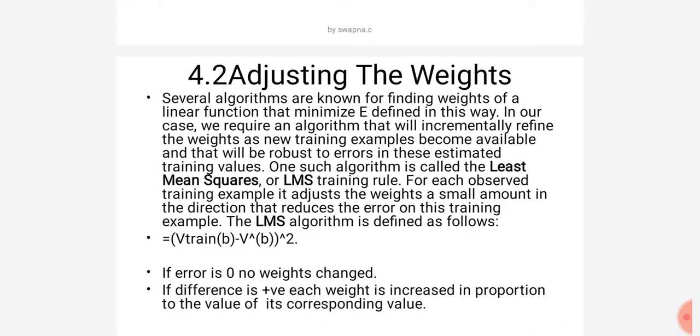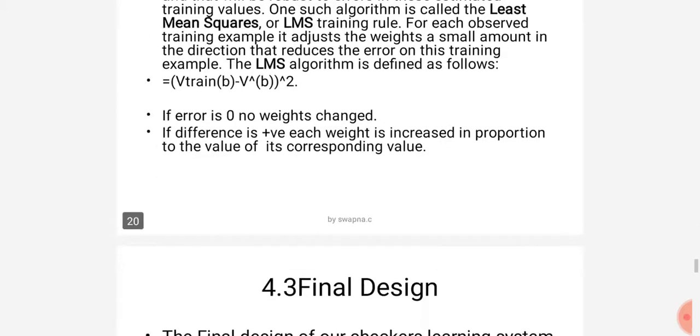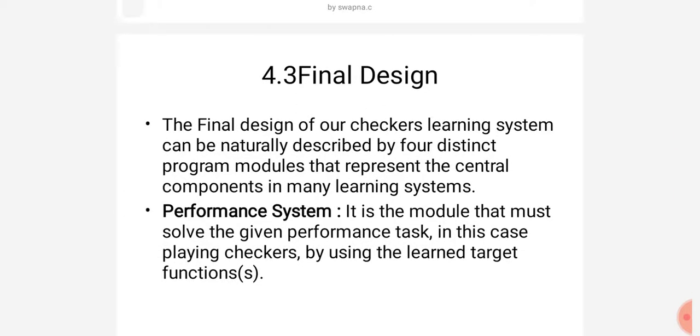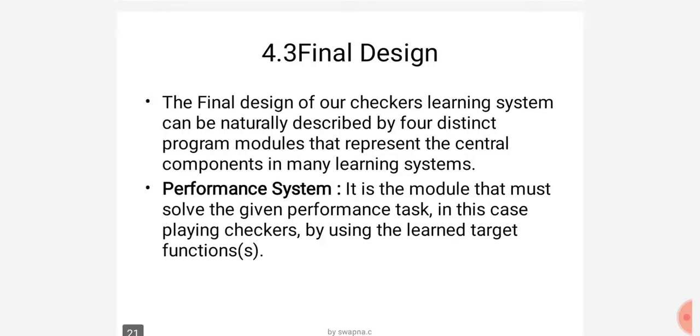Estimating the training values and adjusting the weights, these two steps come under the fourth step of choosing the function approximation algorithm. Last one is the final design. This we can say is the last step. The final design of our checkers learning system is naturally divided into four distinct program modules. First one is the performance system. It is the module that must solve the given performance task.